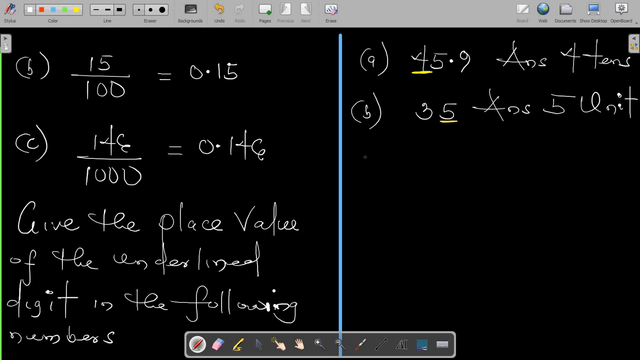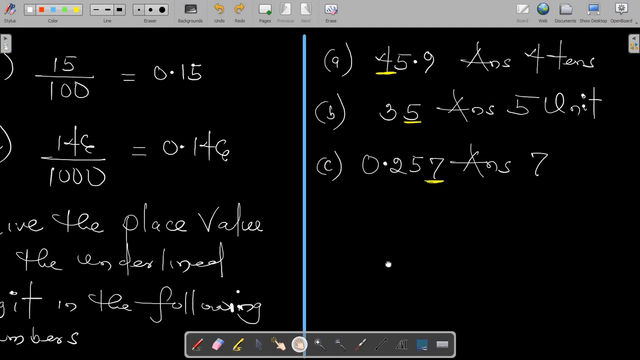Now the next one, C. We have 0.257. So let me underline 7. So the answer to this question will be 7. Don't forget, this is tens, this is 100, while this one here is 1,000. So it's going to be 7,000.